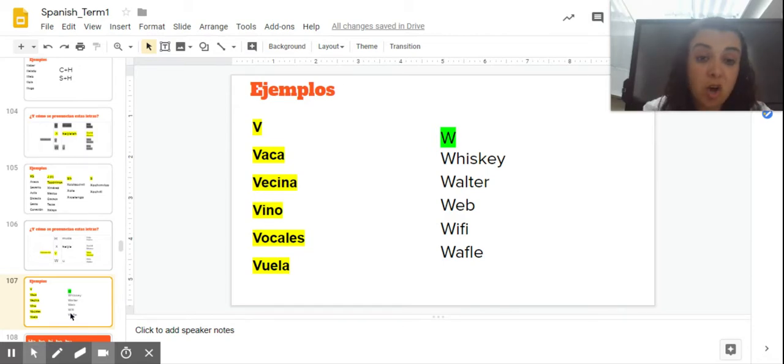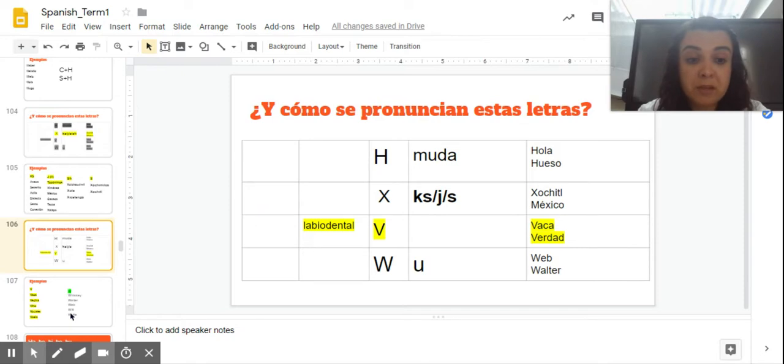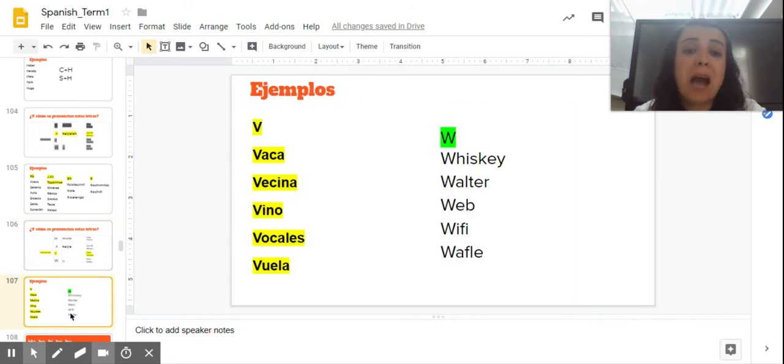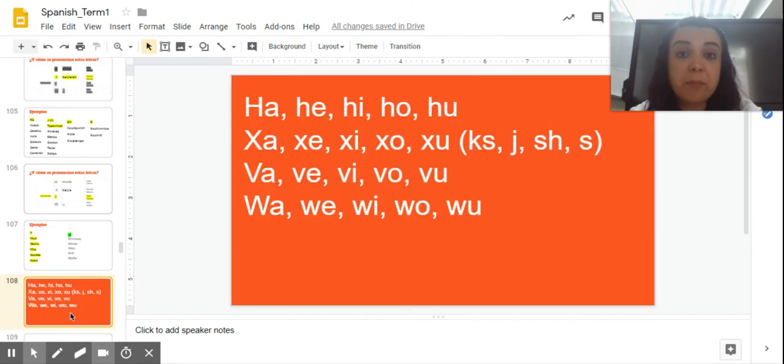And we have the W, la W. La W is pretty much the same as in English. And actually, this is a letter that doesn't really exist in Spanish. Most of the words that we have actually come from English, and we have just regionalized those words. Whiskey, Walter, web, Wi-Fi, waffle. So now please do your syllables, pause it here.